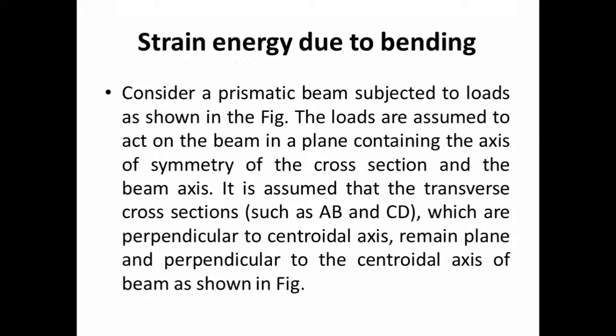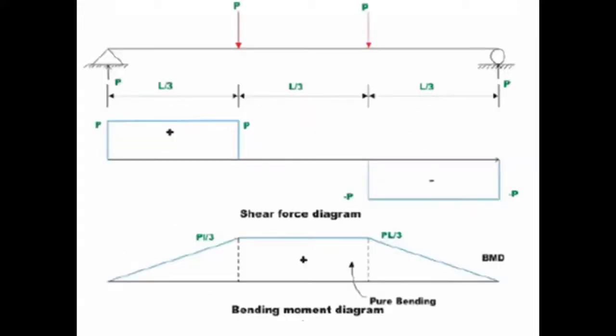axis. Then it is assumed that transverse cross sections, which are perpendicular to the centroidal axis, remain plane and perpendicular to the centroidal axis of the beam as shown in figure. I will explain this in short. So there is a very typical loading shown on the simply supported beam.